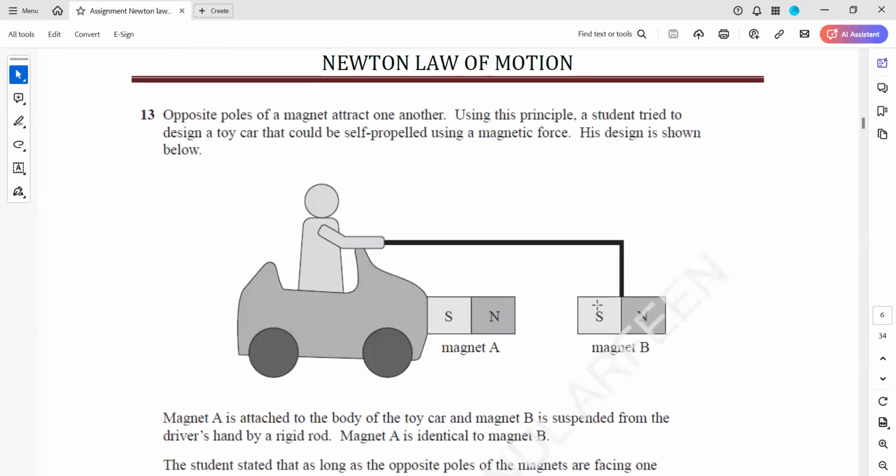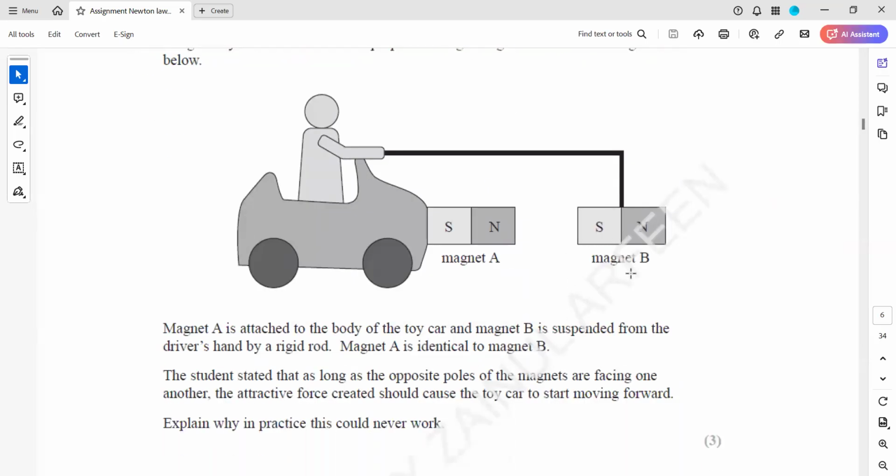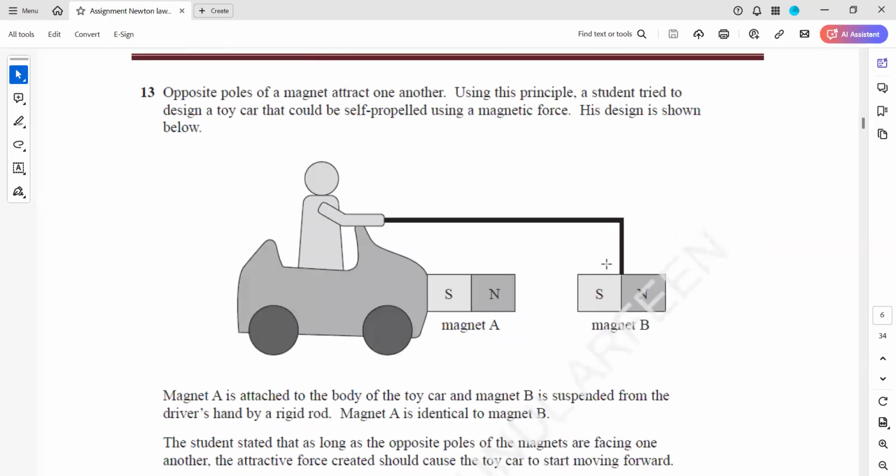According to Newton's law of motion, action and reaction forces are equal and opposite in direction. And this is a very common question students usually ask: can we derive a mechanism in which we use two magnets and the car will automatically move? In the question, opposite poles of the magnet attract one another. Use this principle, a student tried to design a toy car that could be self-propelled, moved by itself using the magnetic force.